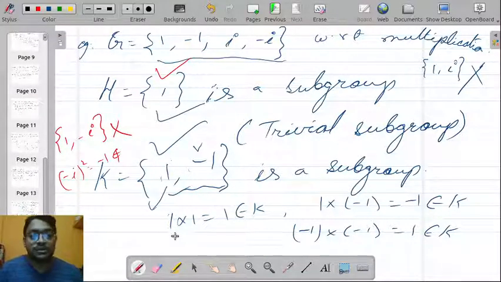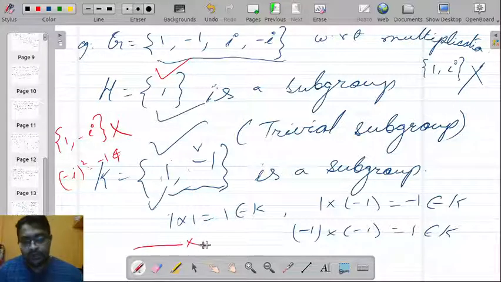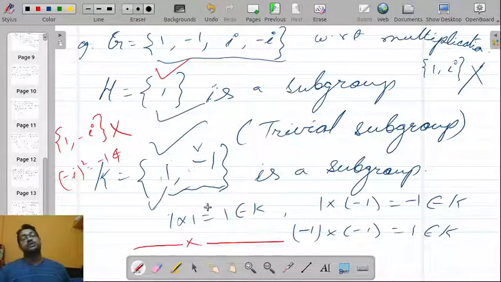Then in the next lecture we will see what properties a non-empty subset should satisfy so that it becomes a subgroup. Okay, bye.